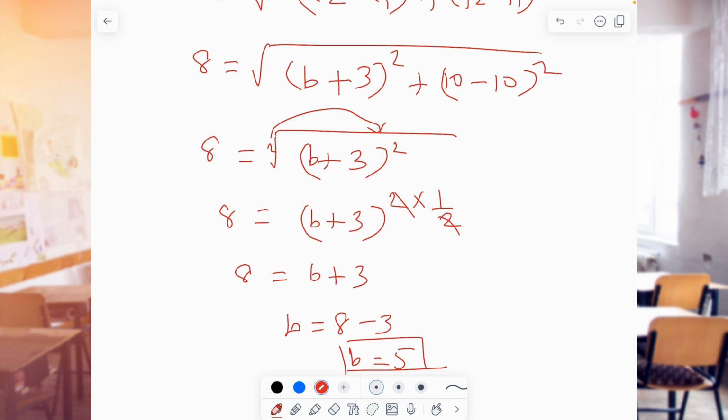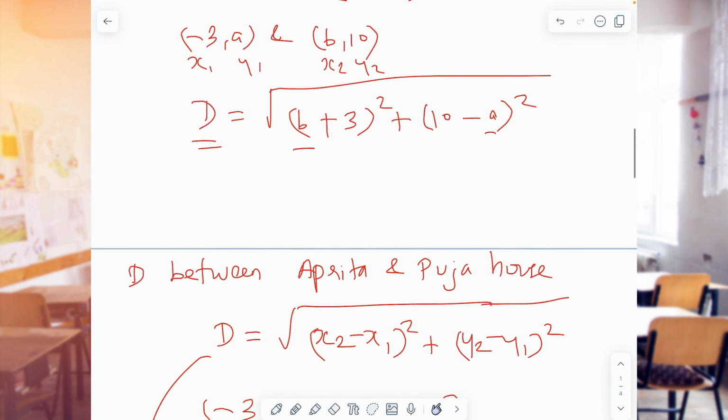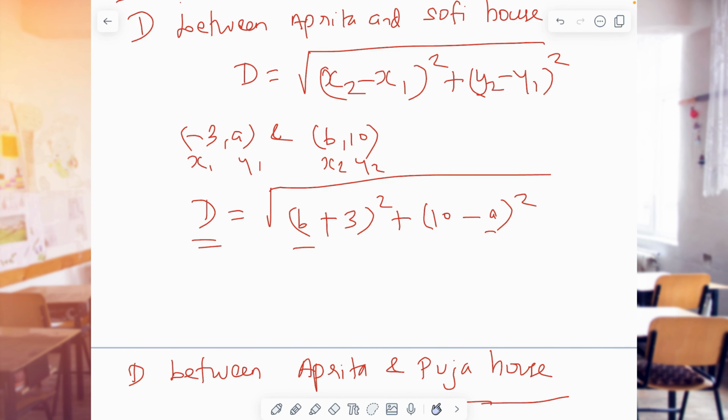With the known values of a and b, we are going to find the distance between Aprita and Sophie's house. So let us see what we wrote here. The distance between Aprita and Sophie's house is here. In this formula we are going to substitute. So d is equal to, now let us write the values of a and b. The a value we got is 4, and the value of b we are getting is 5.